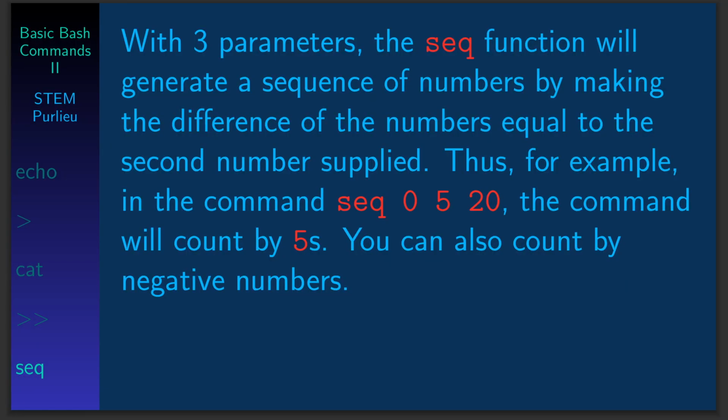With 3 parameters, the seq command will generate a sequence of numbers by making the difference of the numbers equal to the second number supplied. So if we want to count by 5s, we put 5 in the seq command as the second number, which will count by 5s. The first number is our initial number, and then the last number is the upper bound. We can also count by negative numbers.